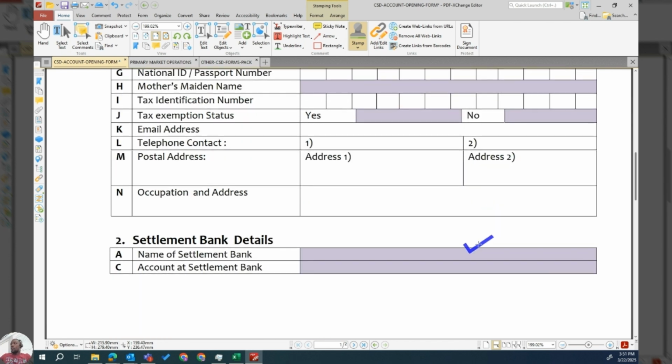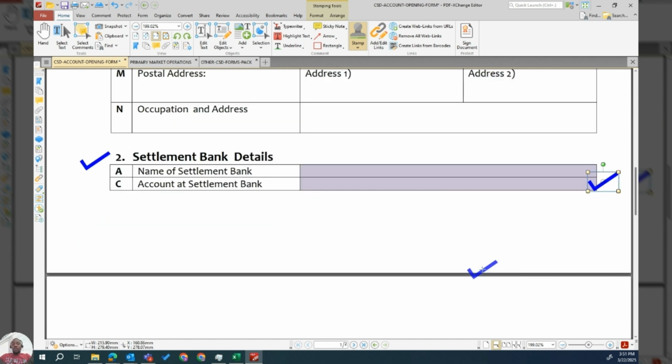So this is the form. Then your settlement bank will be your custodian bank. That's the bank you are dealing with. Whichever bank it might be, you might choose Centenary Bank, that's okay. You might choose Post Bank Uganda, that's okay. You will fill that up. Then you put there your account at the settlement bank. That is your bank account there.